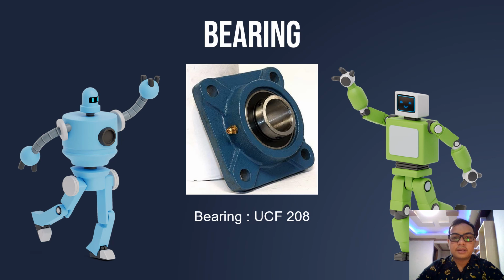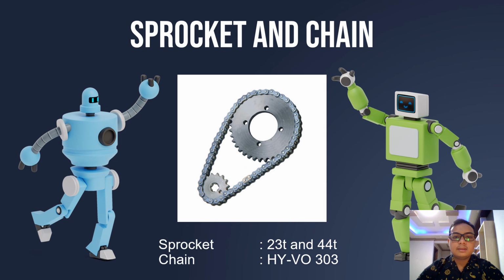And the next is bearing. In this research, I use UCF 2208 for bearing. And the next is sprocket and chain. For the sprocket we use 23 teeth and 44 teeth. The chain used is HYE-VO 303.